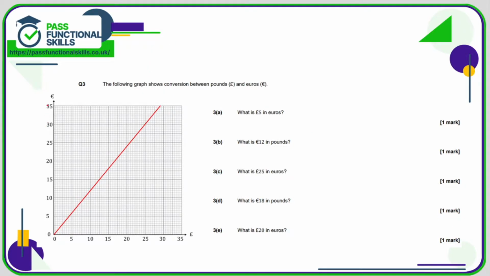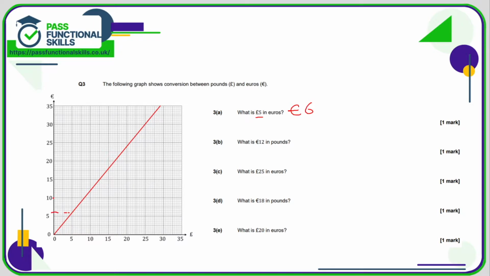Question 3, we have euros up the side and pounds along the bottom. As you can see, both the scales are the same, they're going up in fives. So we have 10 faint lines between 0 and 5. So that means for every 2 lines we go up, we're increasing by £1, or by €1. So £5 in euros, here's £5. That looks like it corresponds to 2 lines above the 5, so that would be €6.